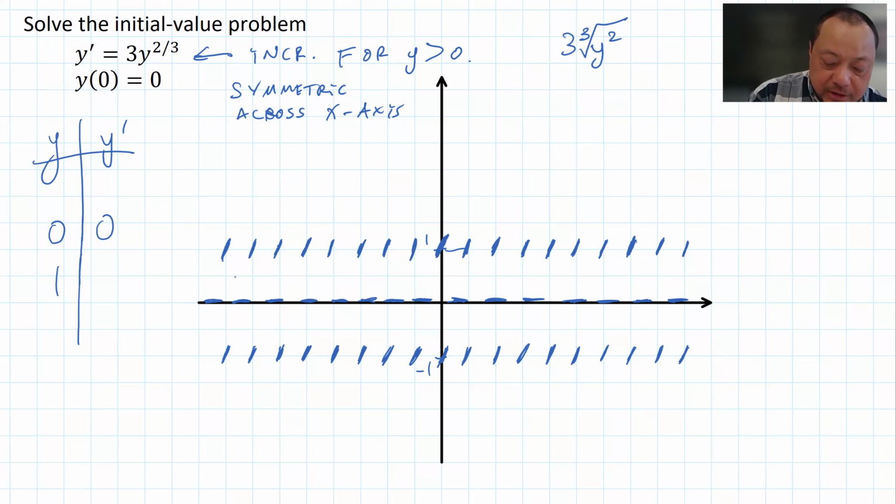And any slope that is below that will be a little bit smaller. The slope here is 3. And because it's an increasing function, the slope down here is going to be less than 3. So I'll draw something like this. And then the symmetry down here.